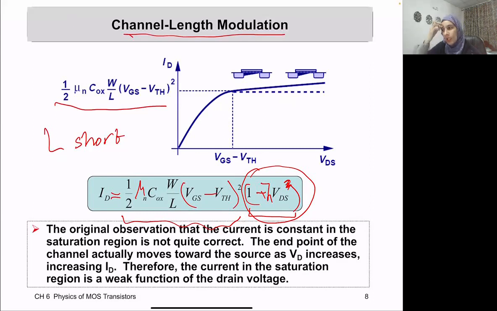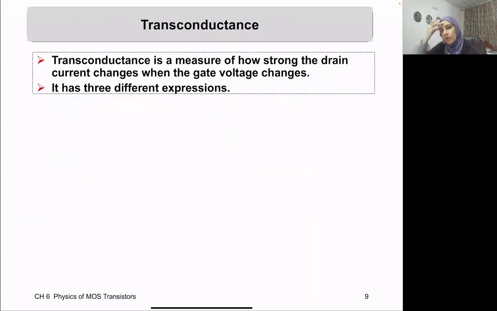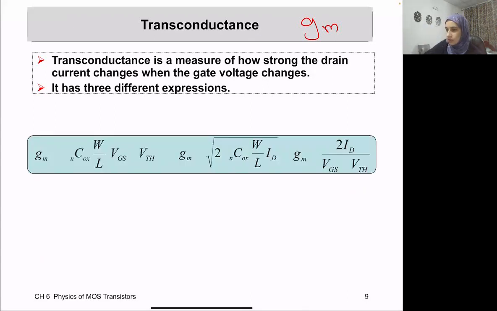Okay, so there is one also important aspect of the amplifier or the transistor, which is called transconductance, and normally we give it the symbol small gm. So the transconductance is a measure of how strongly the drain current changes with respect to changes in the gate voltage, and normally it's given by multiple relations.